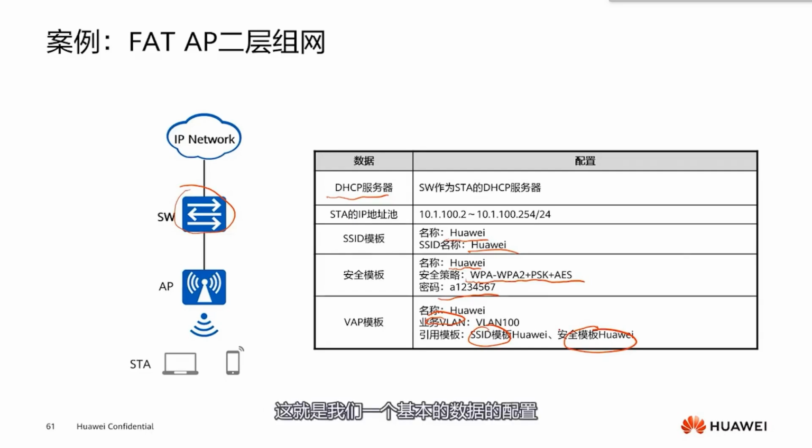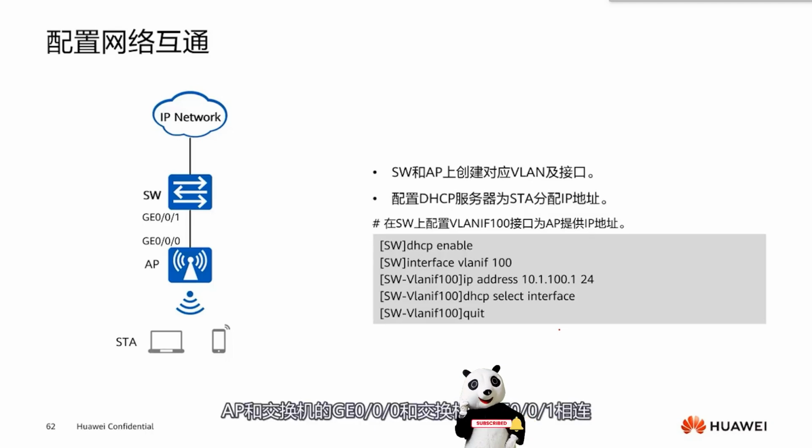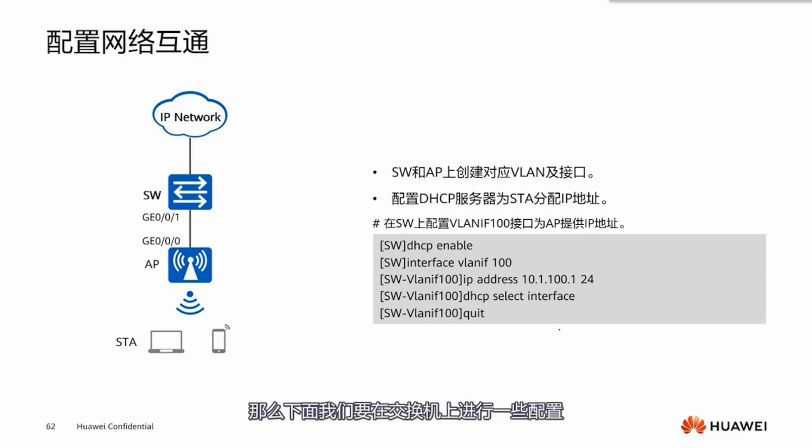So this is our basic data configuration, our basic data planning. Now let's look at how to perform the specific configurations. First, of course, connect the AP to the switch, linking GE000 of the AP with GE001 of the switch. Next, we need to make some configurations on the switch.